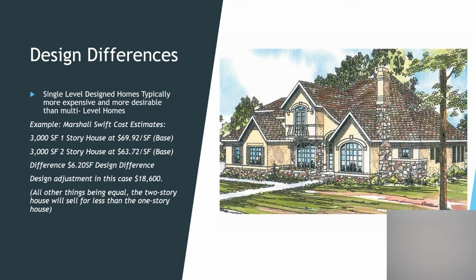Design elements can have an impact on the price that someone will pay. Using this illustration, we find that two-story homes tend to be a little less expensive to build on a price per square foot basis. Marshall Swift, in this illustration, suggests that that difference is $6.20 a square foot. The market will ultimately determine if that design element is significant, but in many of the markets that we deal with, we find that two-story homes are usually selling for a lower price per square foot than an otherwise similar single-level home. Therefore, design differences need to be accurately recognized and quantified when homes of different design are being used as comparable sales.